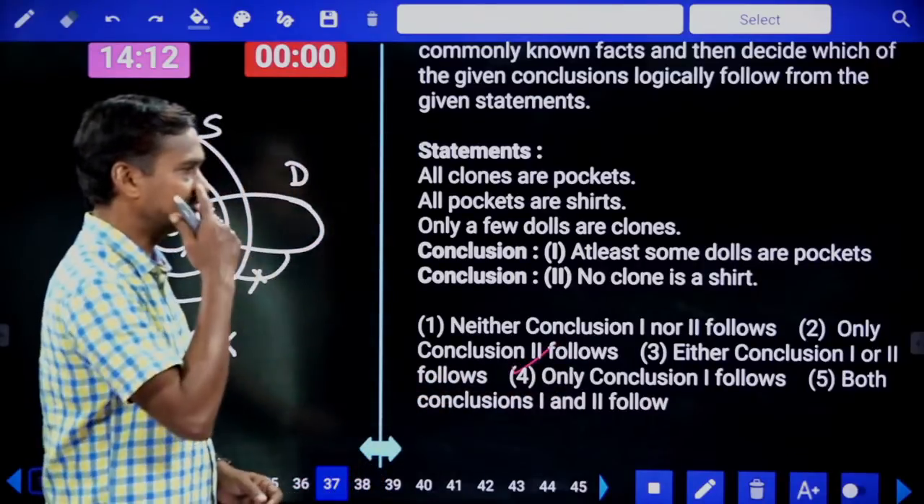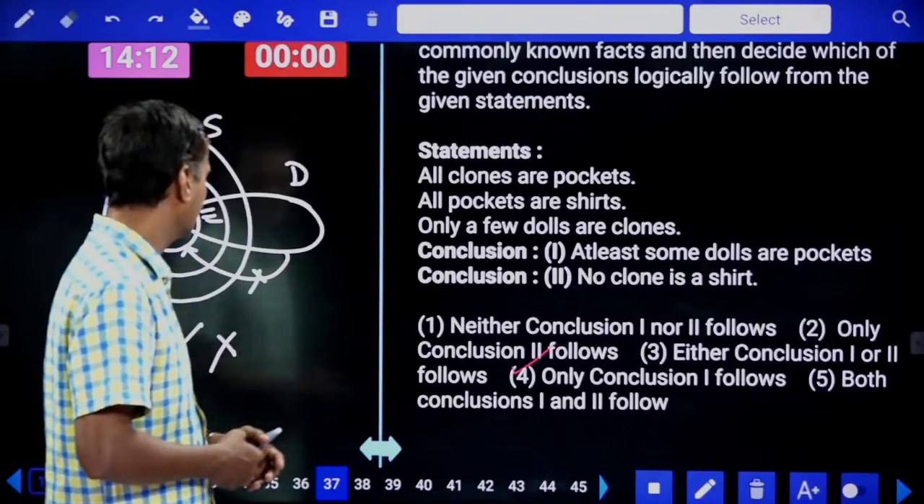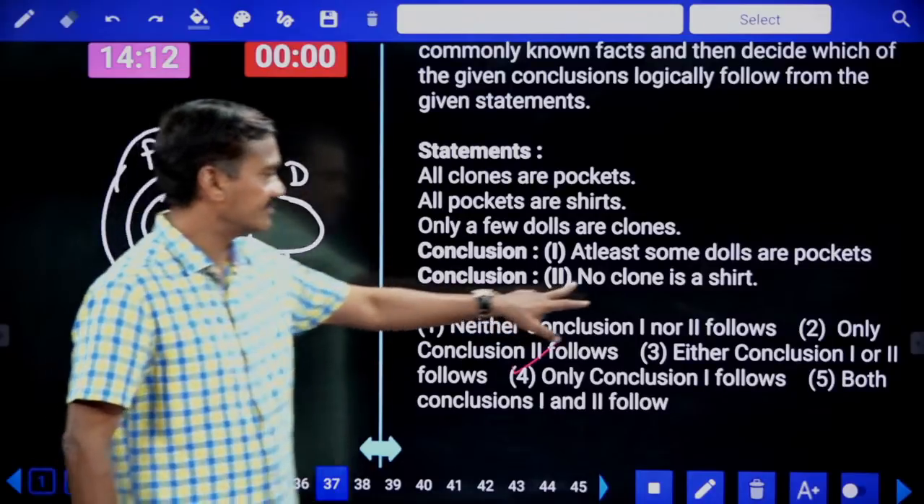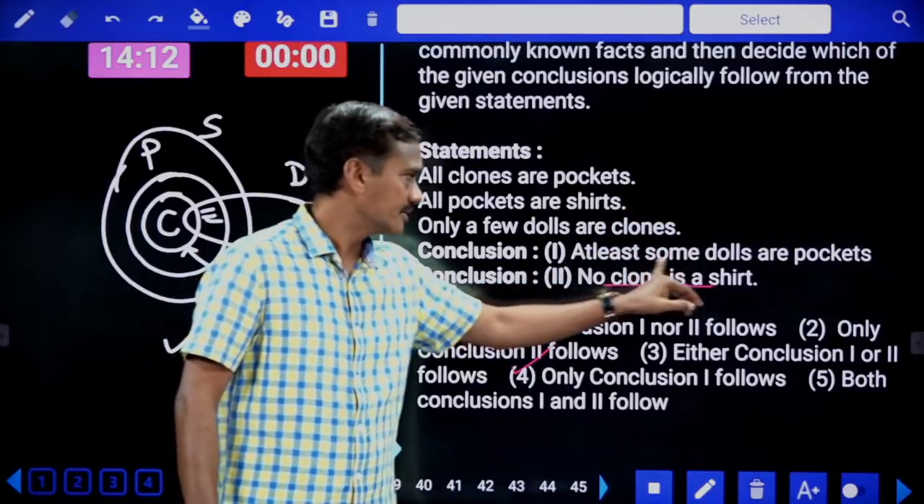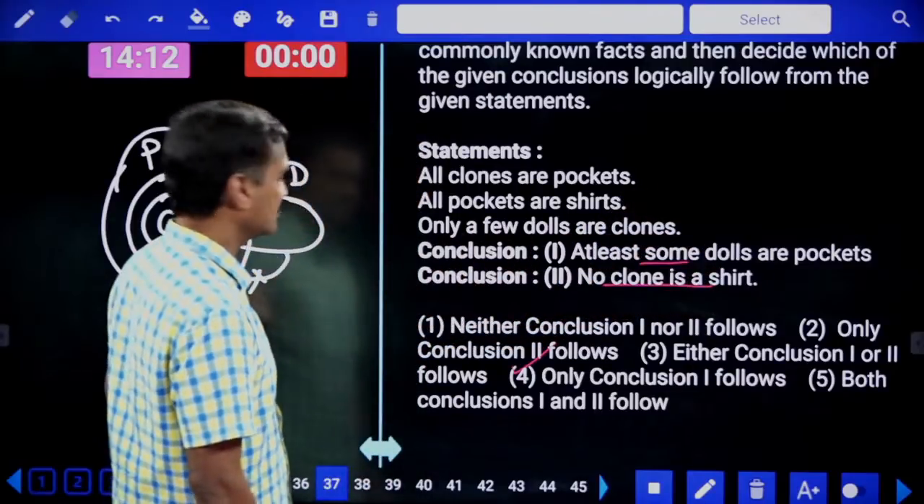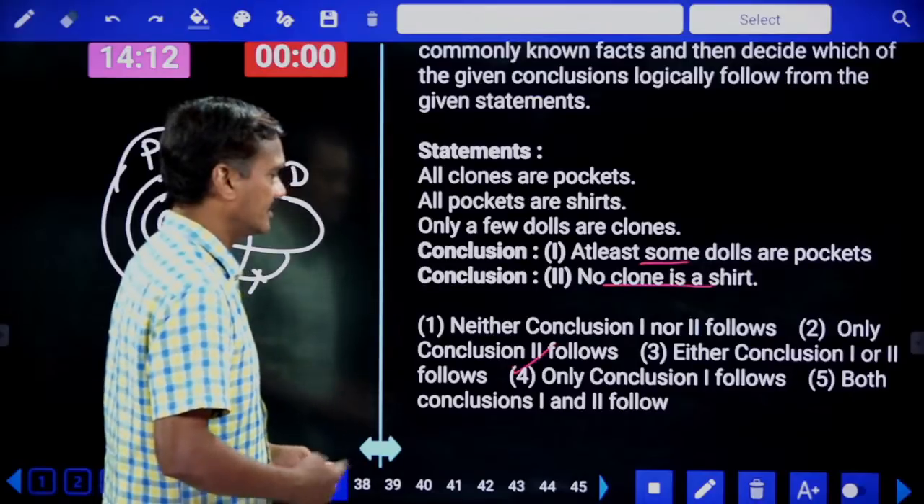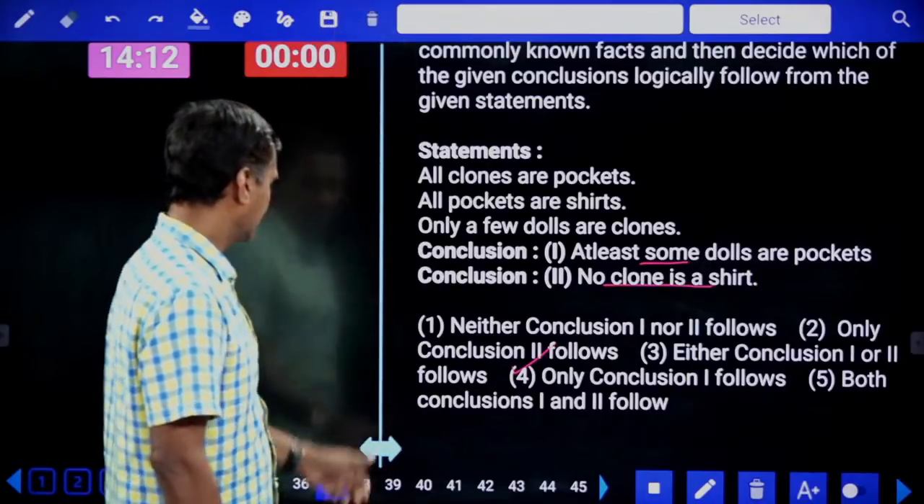Okay, I do not know why you people have taken so much time on this one, isn't it? Because the second one is straight away ruled out. It is false. No need to check for an alternate diagram. Now the first one is an affirmative conclusion that will be true forever. Done. Hence only 4 follows in 37.